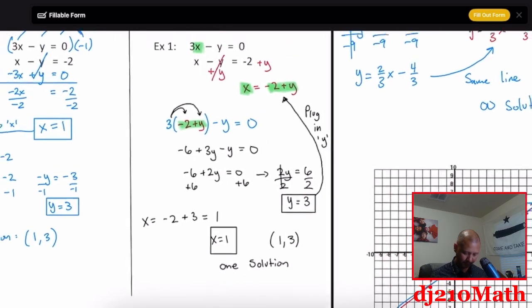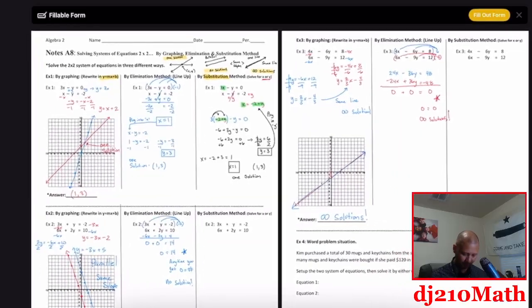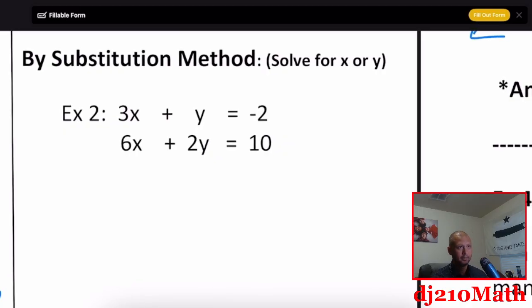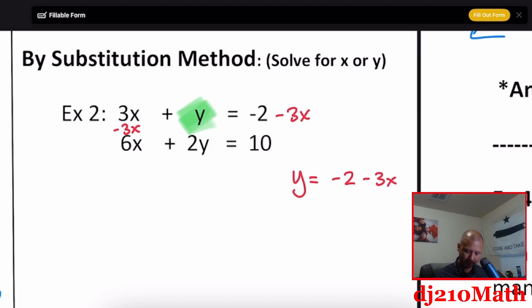Right. Let's see another example. Again, substitution method. Solving for x or y. So right away, one of these jumps out at you, should. This guy right here. The y is already isolated, so that's going to be my target. So if I minus 3x from both sides, we get that y is equal to negative 2 minus 3x.